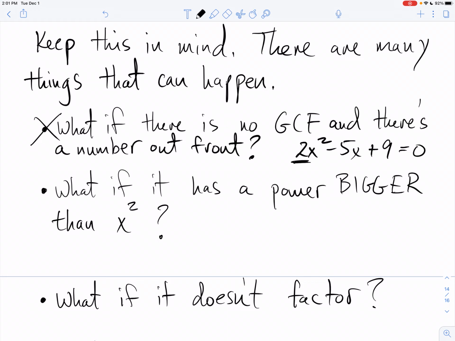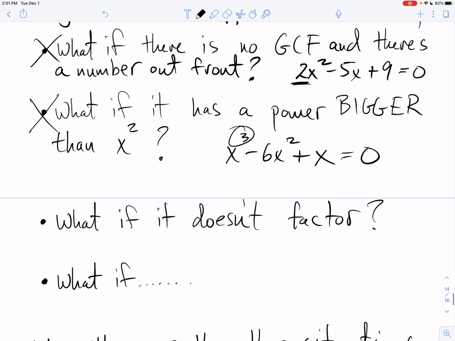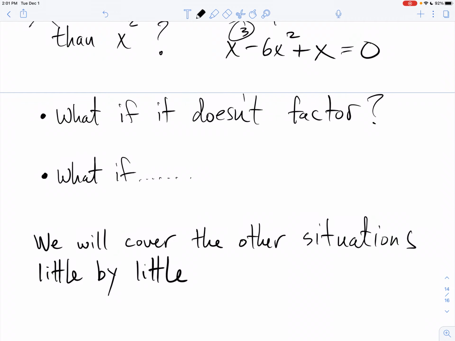What if it has a power bigger than x squared? What if it says something like x third minus 6x squared plus x? What if it says that? We haven't done that yet. You're correct. We have not done that yet, and it will not be on this first test. Oh, what if it doesn't factor? We will cover the other situations little by little. And you already know the answer to what if it doesn't factor.